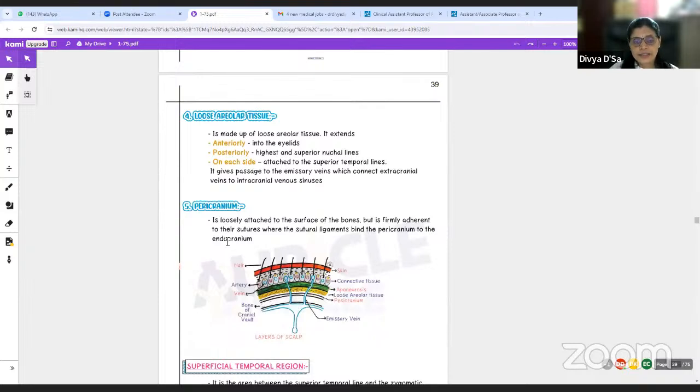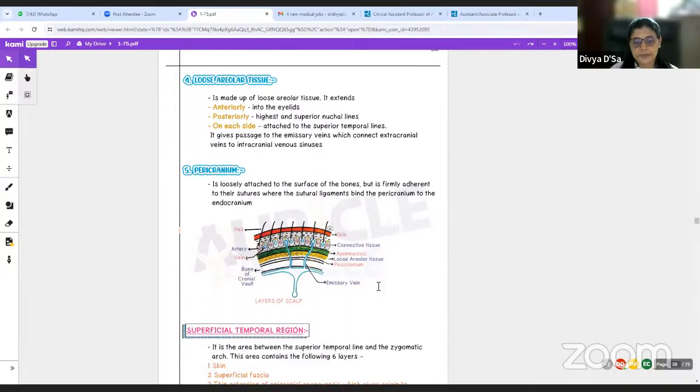Then the last layer is pericranium. So unlike the other layers, this is attached to the surface of each bone of the cranial vault. So along the sutures, wherever sutures is the joint between the cranial bones, it is firmly adherent to the sutures where the sutural ligament binds the pericranium with the endocranium, that is inside. So it becomes continuous near the sutural lines with the inner endocranial layer.